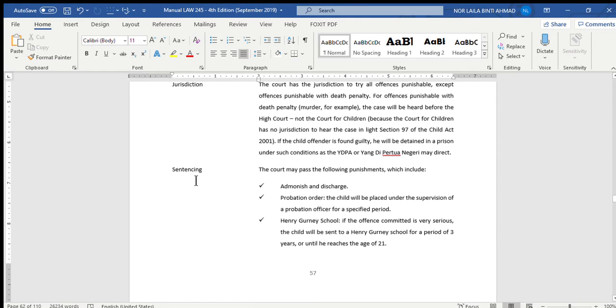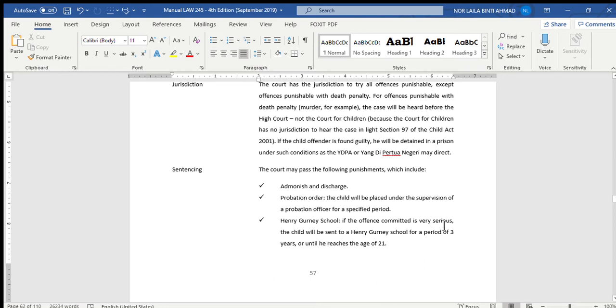For punishment, the court may pass the following, which include to admonish and discharge the child. Admonish here means to give a warning, to reprimand the child firmly. Probation order: the child will be placed under the supervision of a probation officer for a specified period. In other words, dalam pemantauan. Or he will be sent to Henry Gurney School.